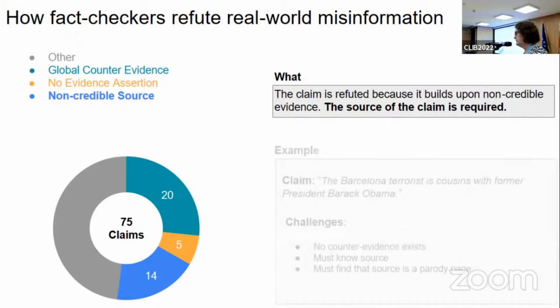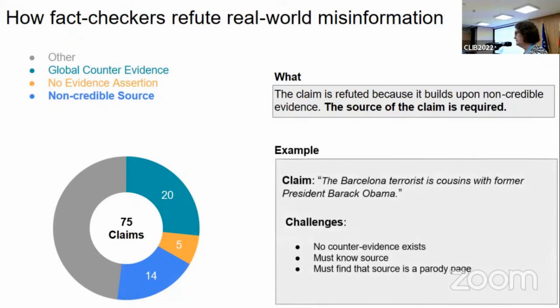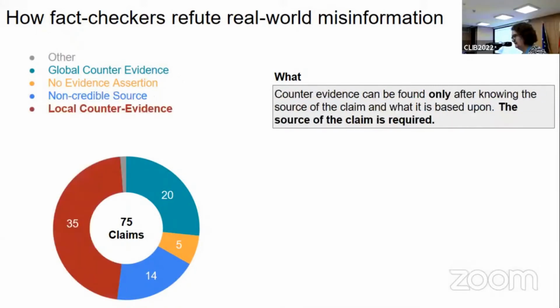So this is quite frequent. We have 14 instances. And the example is Barcelona terrorist is a cousin with former President Barack Obama. So here there's no counter evidence that we find in the corpus. We must know the source. And we find that the source is a parody page, which is why we refute the claim.